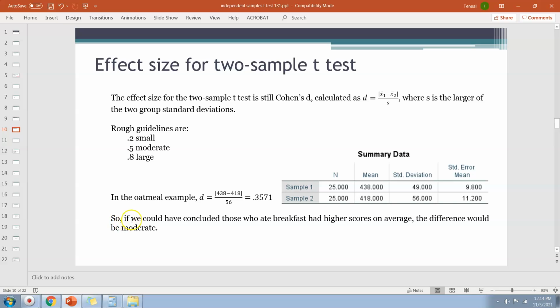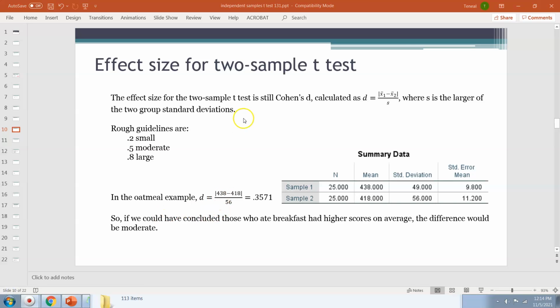So we're going to interpret that in conjunction with the hypothesis test results. We can't conclude that people who ate breakfast have higher scores on average, but if we could, that difference would be moderate, because this is 0.35, which is in that moderate range. So that's closer to moderate than small. You could call it small to moderate if you want. All right, so that's our first example of a two-sample t-test.